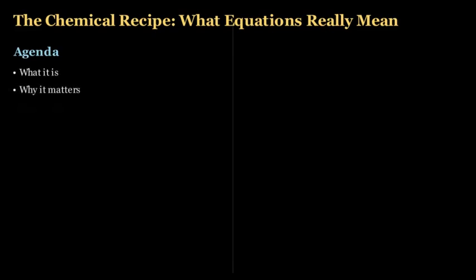We'll see what a chemical equation really is, why getting the numbers right matters so much, and how chemists count invisible atoms using a unit called the mole. Then we'll work through an example together and dodge the most common mistake people make.